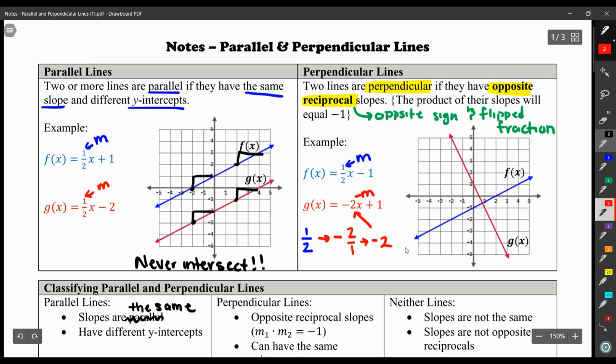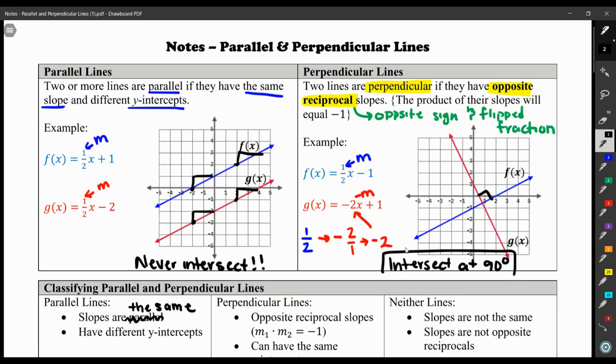So the red line and the blue line are said to be perpendicular because they have opposite reciprocal slopes. This 1/2 and this -2 are opposite signs and the flipped fraction from each other. On their graphs, these lines will always intersect at 90 degrees. Perpendicular lines will always cross each other at 90-degree angles.